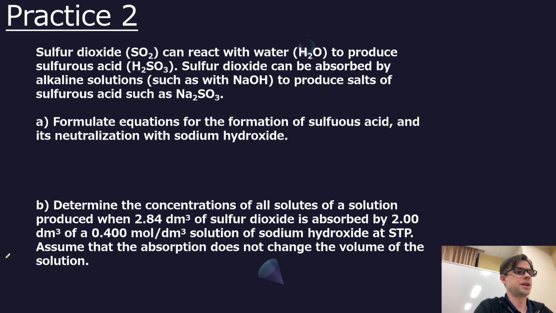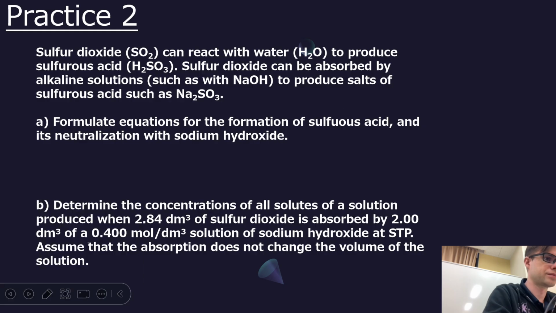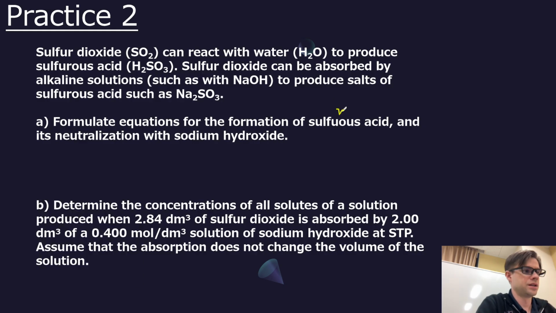Practice 2, sulfur dioxide SO2 can react with water H2O to produce sulfurous acid H2SO3. Sulfur dioxide can be absorbed by alkaline solutions, such as with NaOH, to produce salts of sulfurous acid, such as Na2SO3, sodium sulfite. Formulate equations for the formation of sulfurous acid and its neutralization with sodium hydroxide. We can do that first, not too difficult. I think they're simple equations.